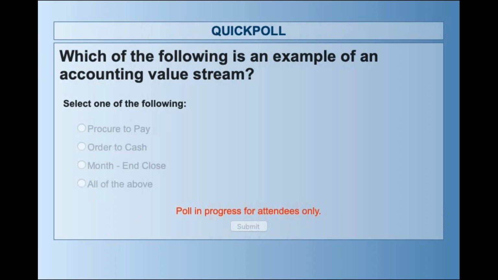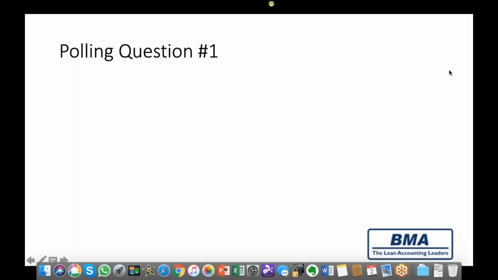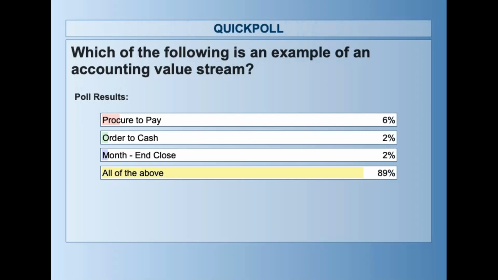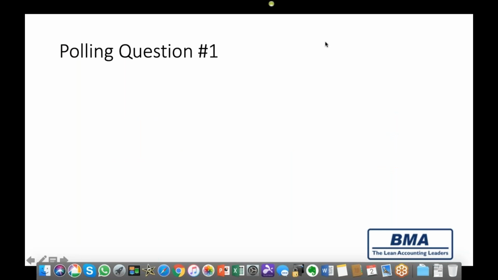Okay. So I'm going to close this poll and share the results. These were the results. All of these, procure to pay, order to cash, and month-end close, are value streams, and all of the above was the correct answer. So let's move on.